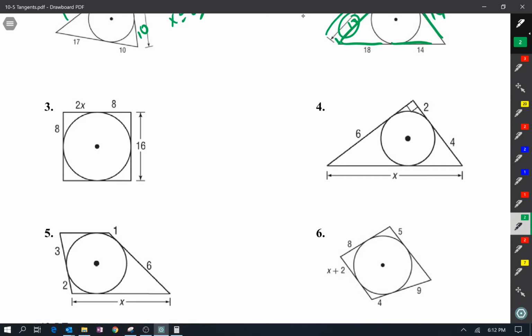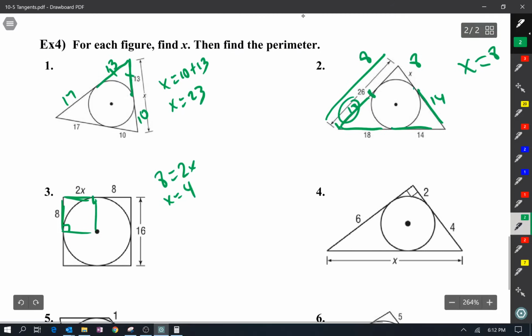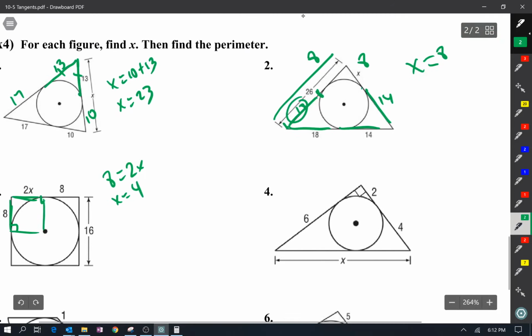All right, well, both tangent here, right? Both tangent here, so these must be equal. So 8x must equal to 2x. 8 must equal 2x, so x is 4. I'm telling you guys, these are simple, right? Then find the perimeter. Oh, I didn't do that on the first two.